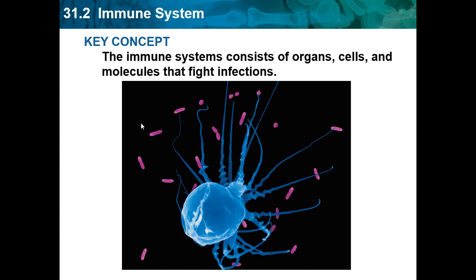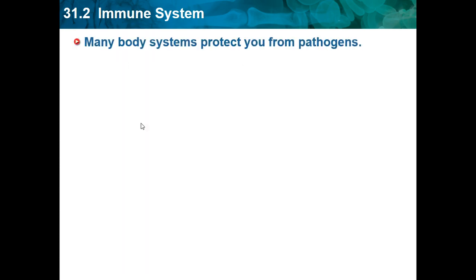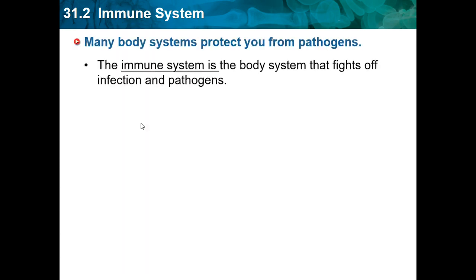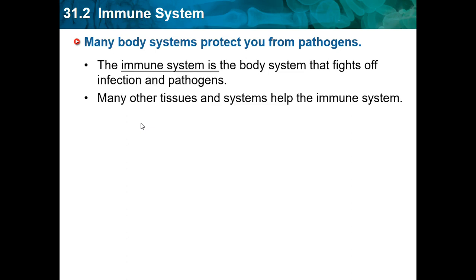31.2 Immune systems. The immune system consists of organs, cells, and molecules that fight infections. Many body systems protect you from pathogens. The immune system is the body system that fights off infections and pathogens. Many other tissues and systems help the immune system.